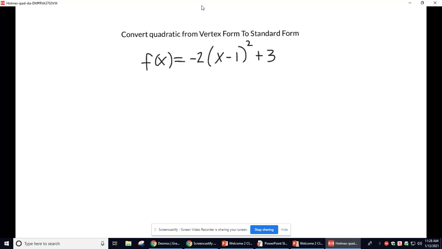Okay, this (x minus 1) squared, this piece right here, (x minus 1) squared, really just means (x minus 1) times (x minus 1). It's the same thing. So kind of like saying 5 squared, right? You have 5 times 5. Or 10 squared is 10 times 10. Anything squared is being multiplied by itself. So I can just rewrite this problem as -2 times (x minus 1) times (x minus 1).